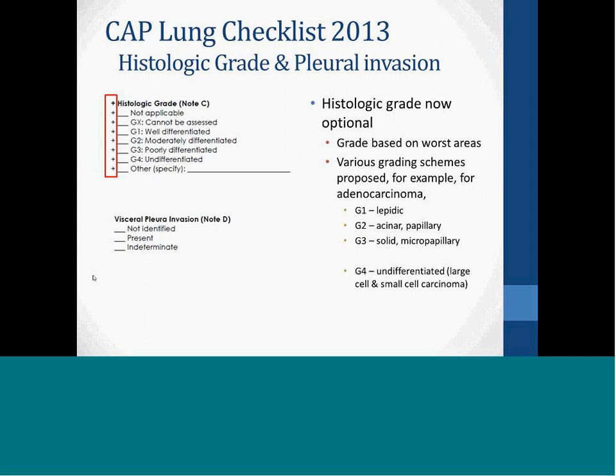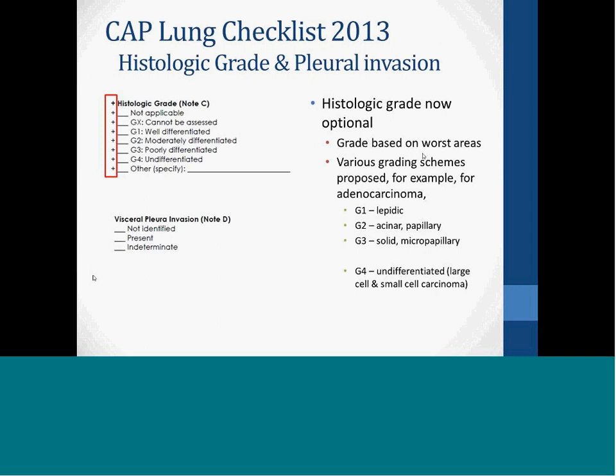Moving on from histologic type, histologic grade is now an optional element whereas previously it was mandatory. And it was made optional simply because there really is no good consensus right now as to the best way to grade carcinomas of the lung. The CAP protocol does include some notes which say the grade should be assessed on the worst areas, although this is perhaps somewhat controversial. Some people would argue for it being based on the most prevalent areas.